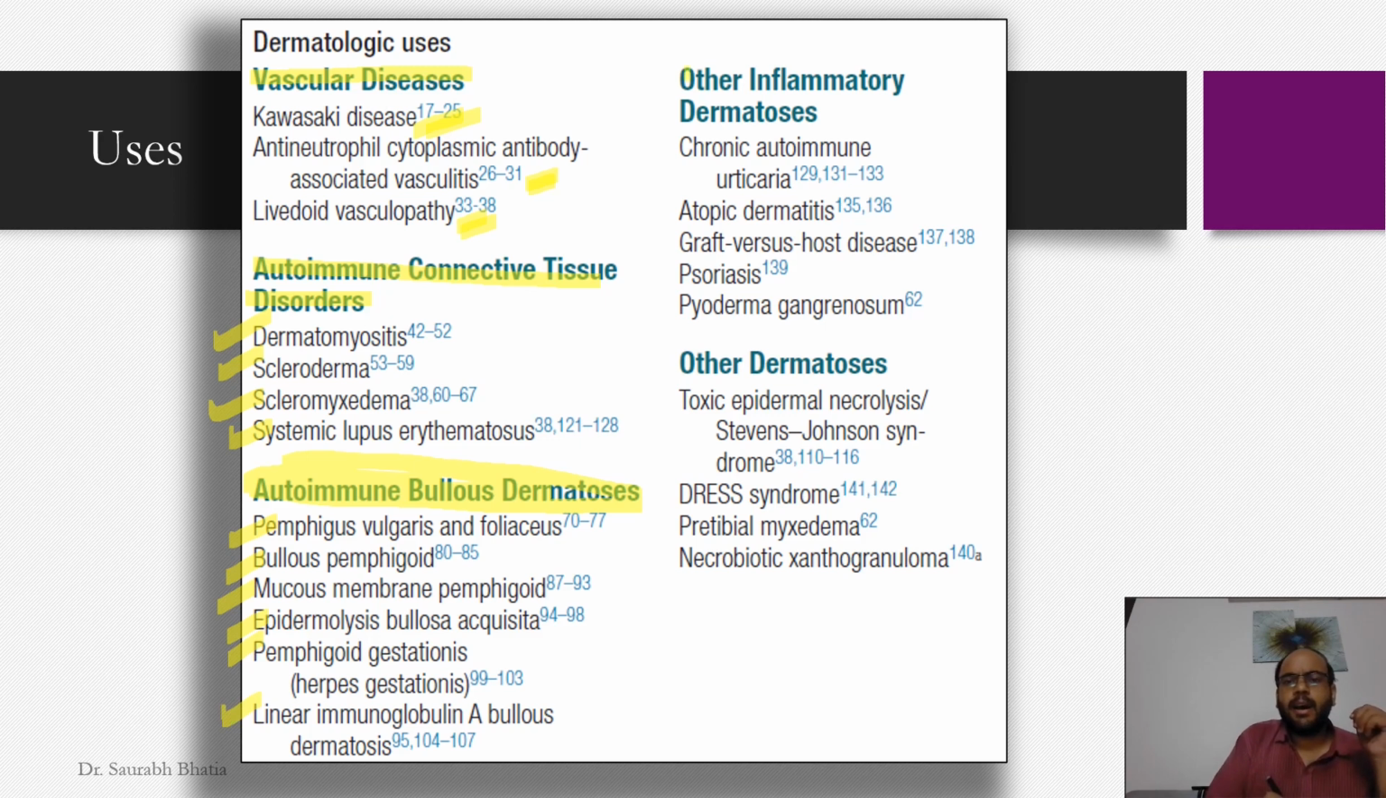Okay. Other dermatoses include urticaria, atopic dermatitis, graft versus host disease, pyoderma gangrenosum, maybe psoriasis. Other dermatoses also include SJS-TEN syndrome, DRESS syndrome. So just go through this list once, and you will automatically remember the headings, and you will easily remember 10 to 15 uses of IVIg.